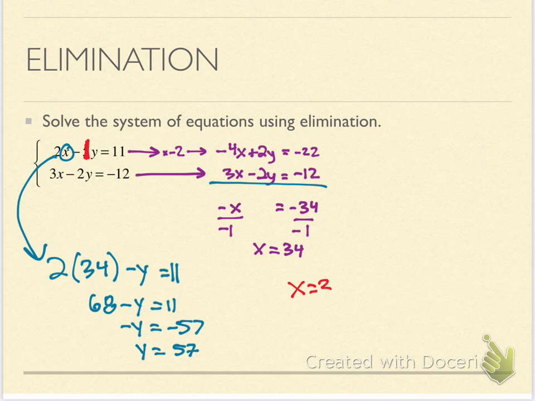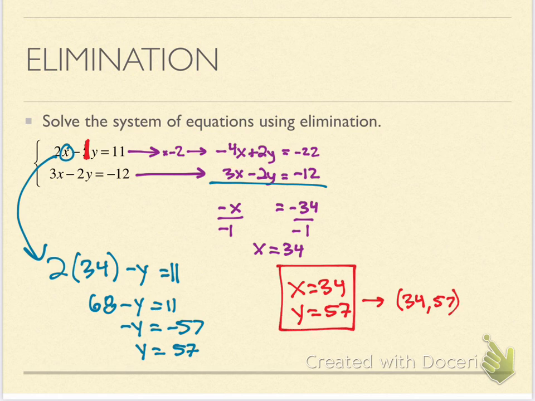You could choose to write your answer this way, or since our variables are x and y, you definitely could write that as an ordered pair if you want to. You know, x would be first, 34, and then y would be second, 57. Either one of these is perfectly acceptable. I usually only write it as an ordered pair when my variables are x and y. Anything else, I just keep it simple and write it as blank equals and blank equals. But here you could write it as an ordered pair.